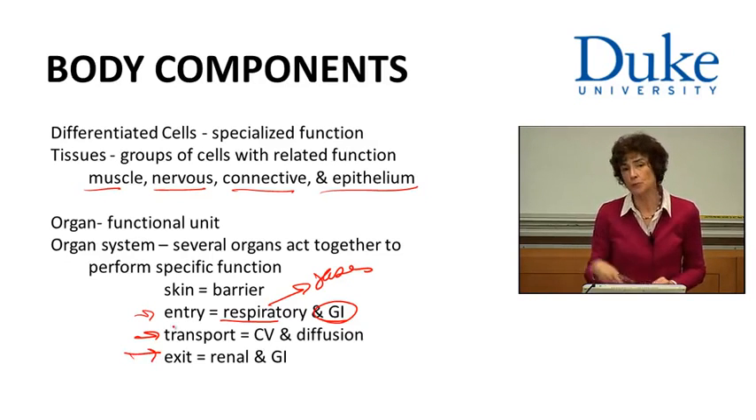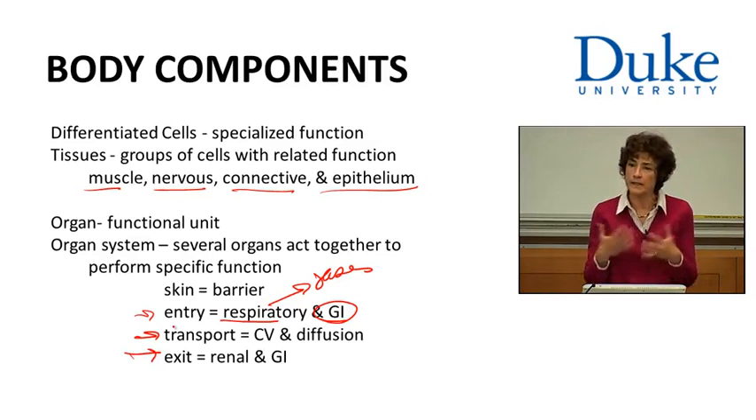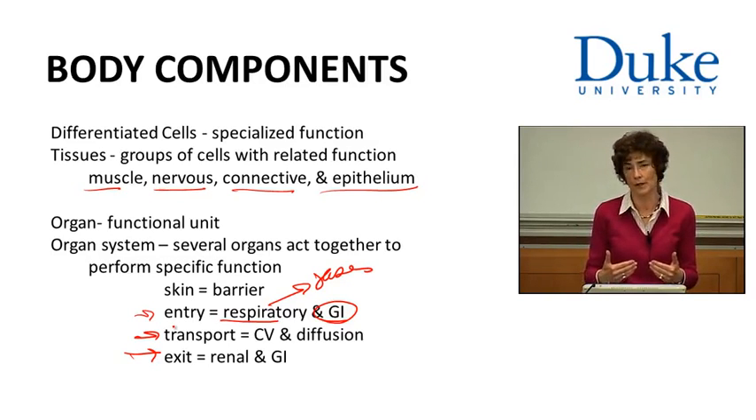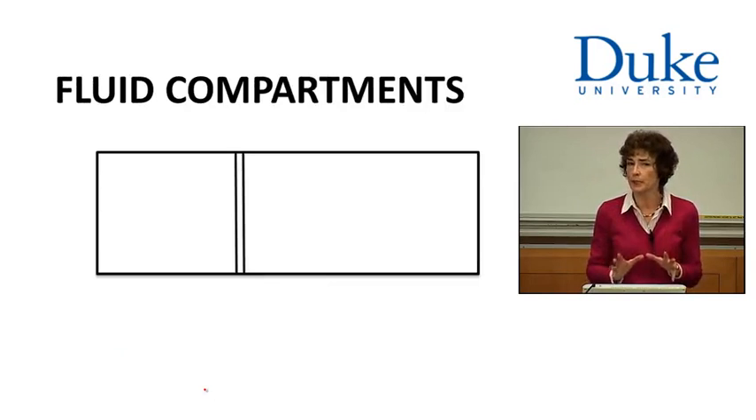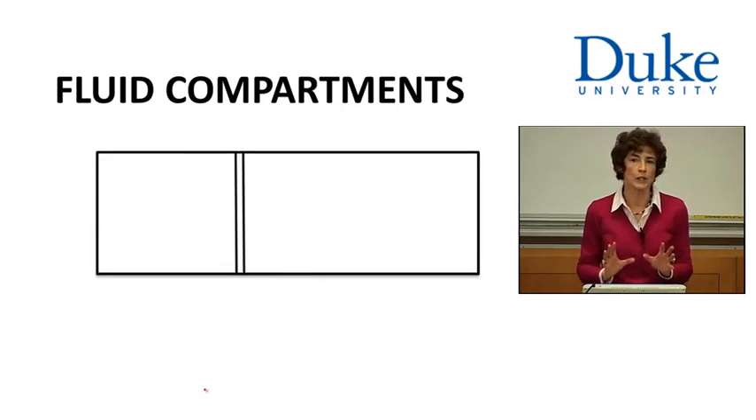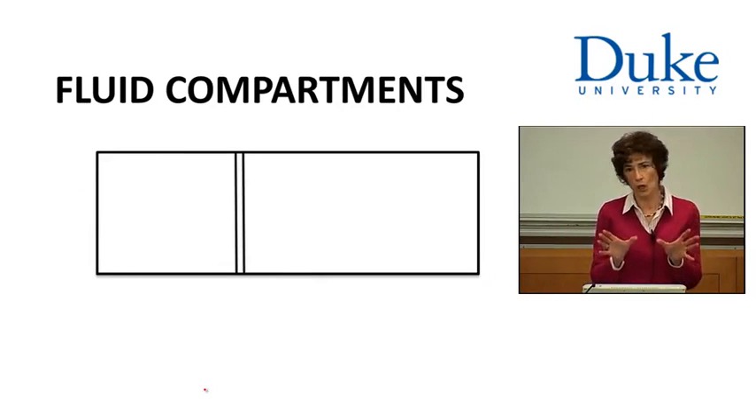And then we have to be able to remove materials from the body, and this is done by the renal system, as I said. So liquid waste, excess ions, and excess water are removed by the urinary system. And, of course, the GI tract, the gastrointestinal tract, will remove solid waste products. Right, but the physiologist looks at the body in a slightly different manner, and that is they divide it into what are called fluid compartments. We have effectively two major fluid compartments.